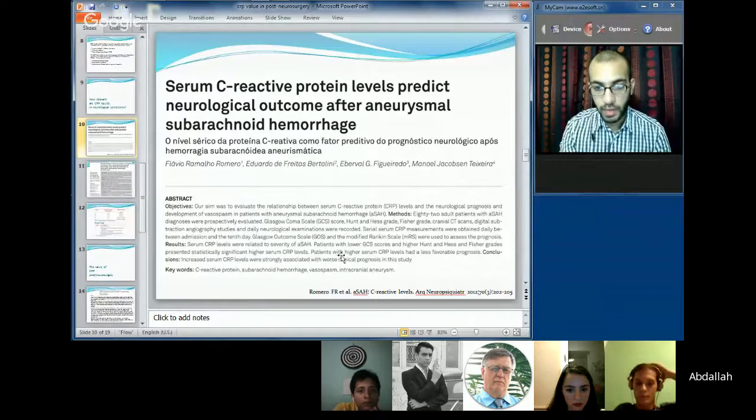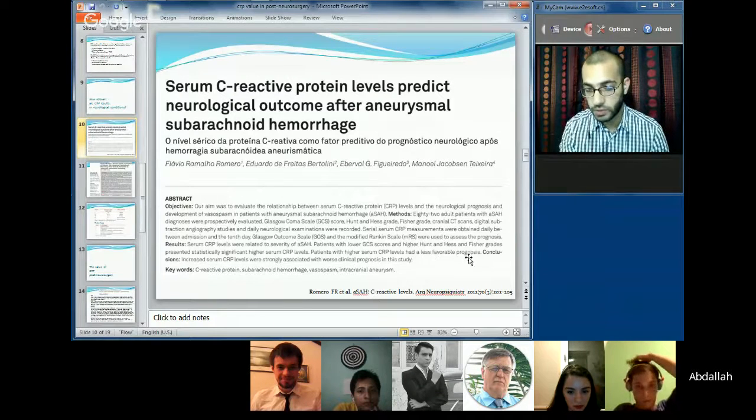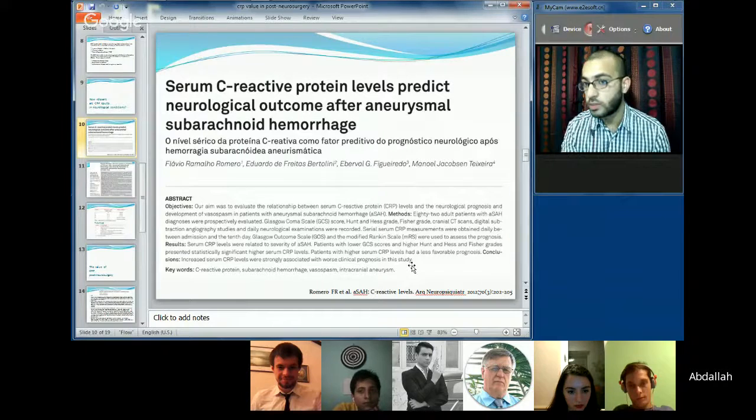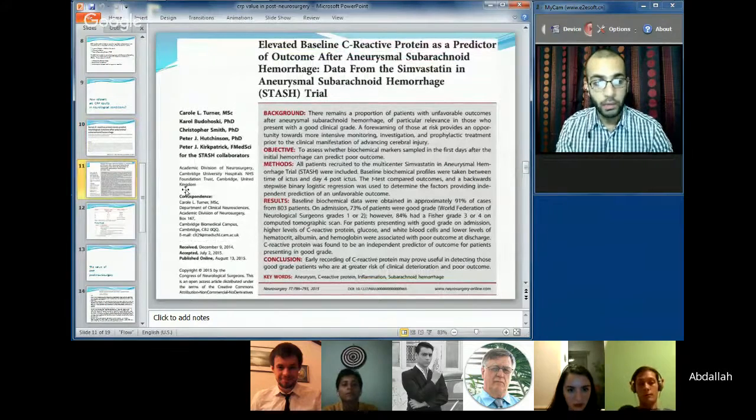And the patients with the higher serum CRP levels had a less favorable prognosis. And they concluded that increased serum CRP levels were strongly associated with worse clinical prognosis in this study. So this means that CRP levels were correlated with the neurological outcomes after aneurysmal subarachnoid hemorrhage. And here we have another study that states that early recording of CRP may prove useful in detecting those good grade patients.